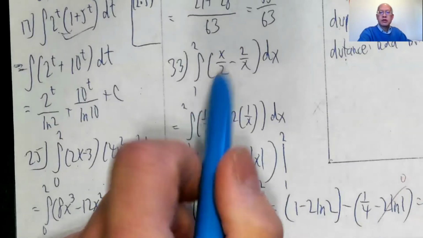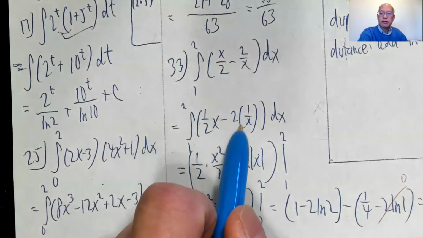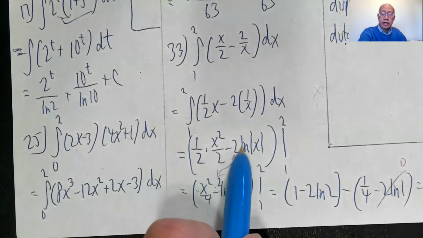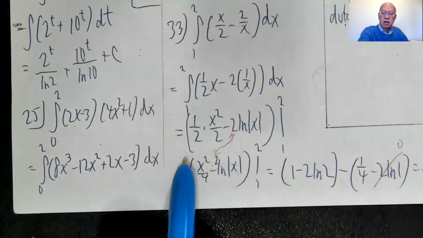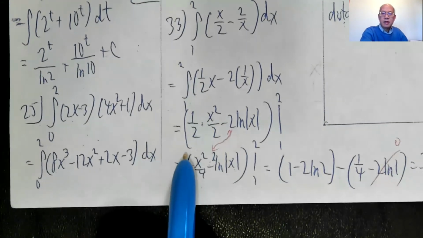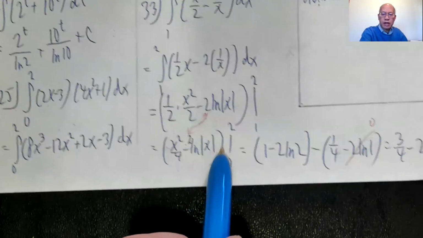33, x over 2 minus 2 over x. Treat this as half x minus 2 times 1 over x. So that's going to be 1/2 x squared over 2 minus 2 ln absolute value of x. By the way, cleaning up, x squared over 4 minus 2 ln absolute value of x from 1 to 2.